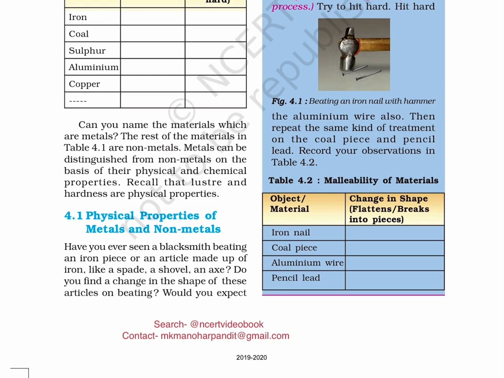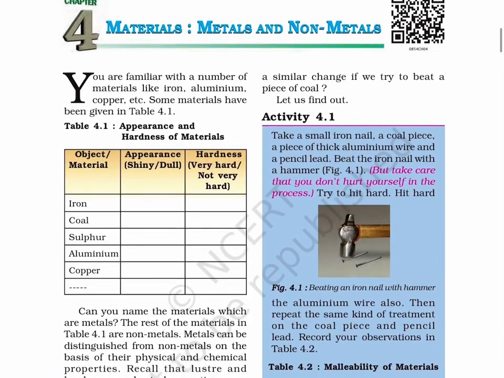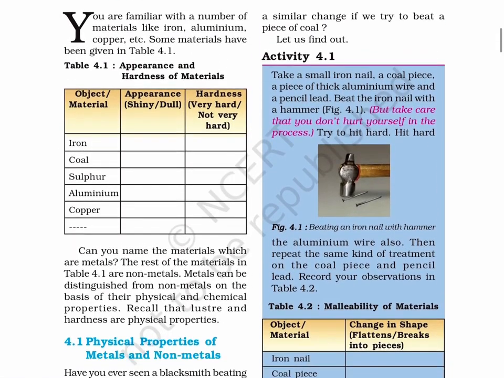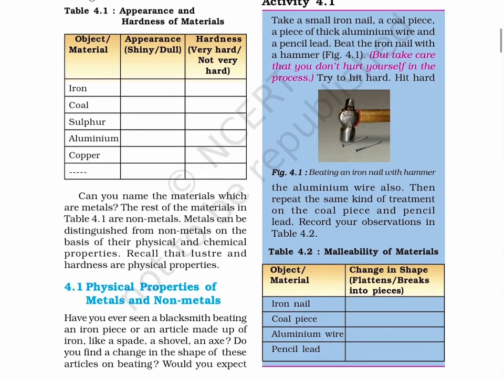Have you ever seen a blacksmith beating an iron piece or an article made up of iron, like a spade, a shovel, an axe? Do you find a change in the shape of these articles on beating? Would you expect a similar change if we try to beat a piece of coal? Let us find out. Activity 4.1.